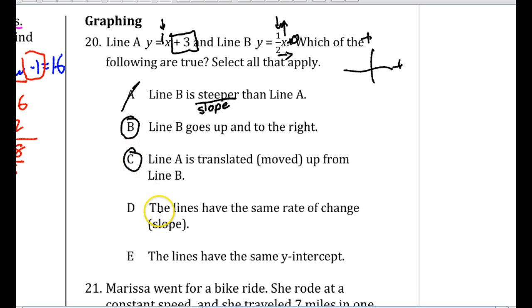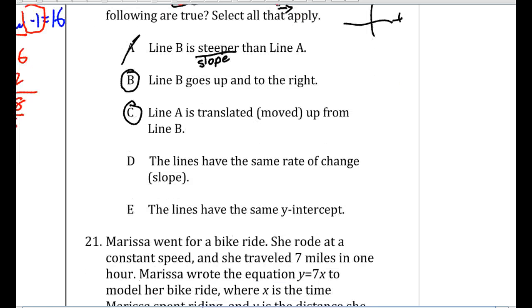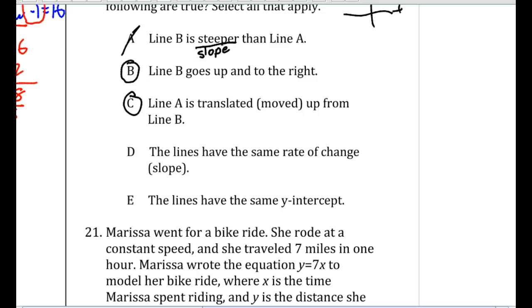Okay. The lines have the same rate of change. No, we kind of hit on it earlier, but this has a slope of 1, this has a slope of 1/2. And the lines have the same y-intercept. No, we have a y-intercept of 3, and this one has a y-intercept of 0. So just the first two are true. Oh no, sorry, B and C are true.